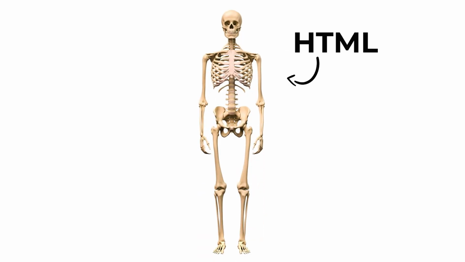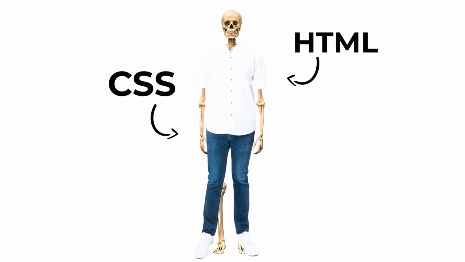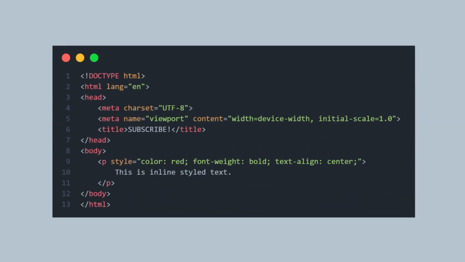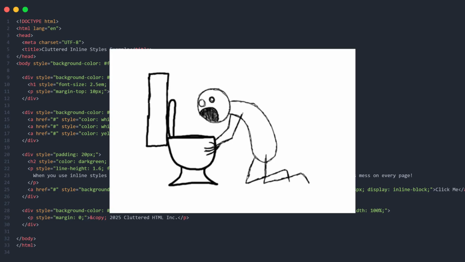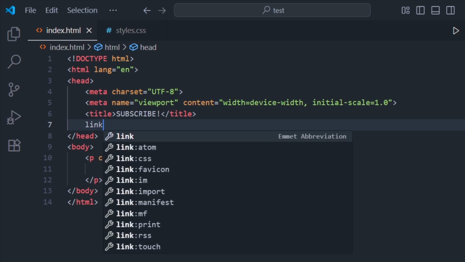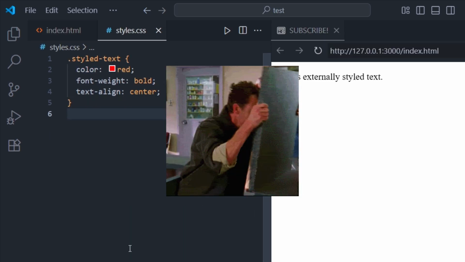Think of HTML as the skeleton and CSS as the clothes, colors, and layout. You can write CSS directly in your HTML file as an inline style or a separate style block, but it's best to use an external CSS file to avoid cluttering your HTML. And don't forget to link the file, or you'll be left wondering why your styles aren't showing up.